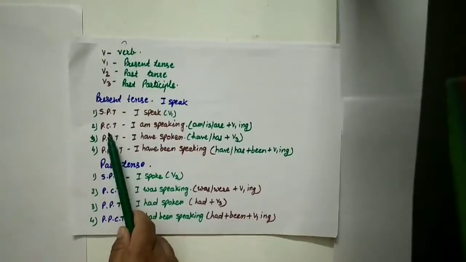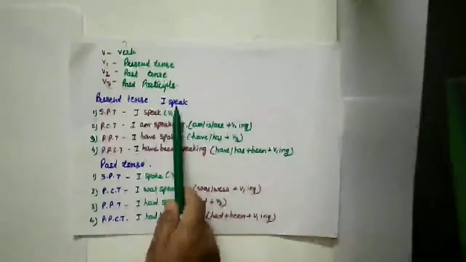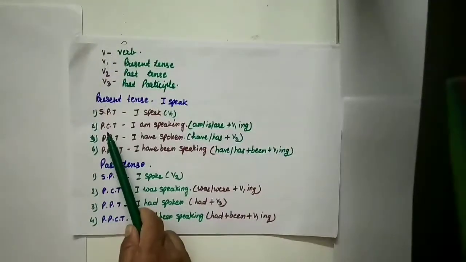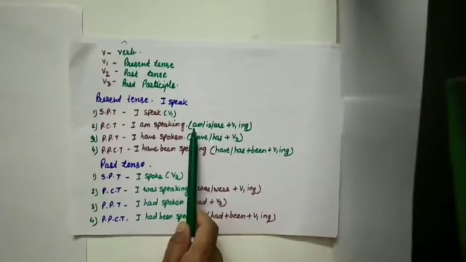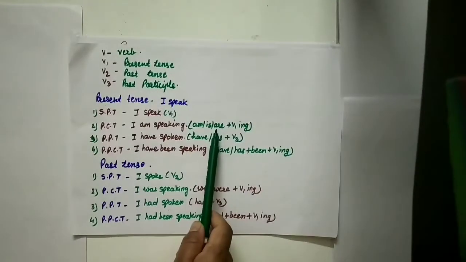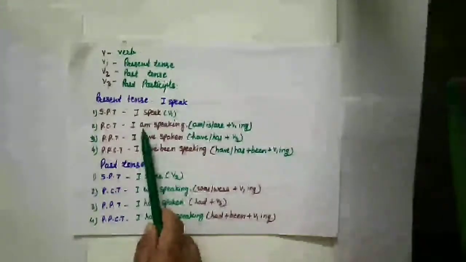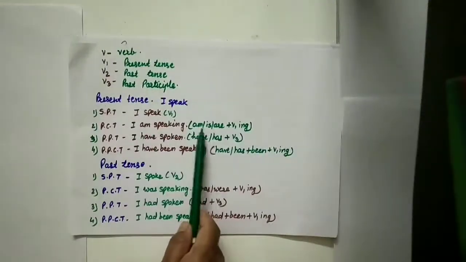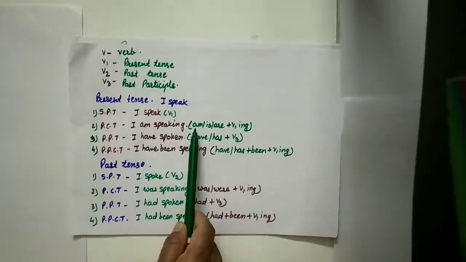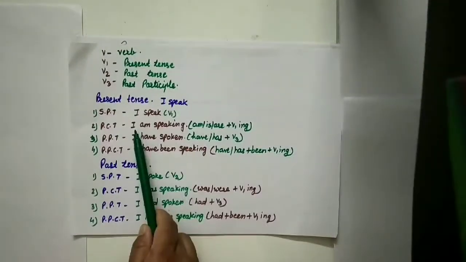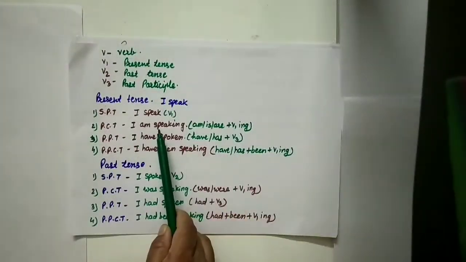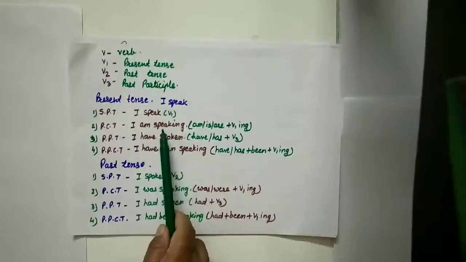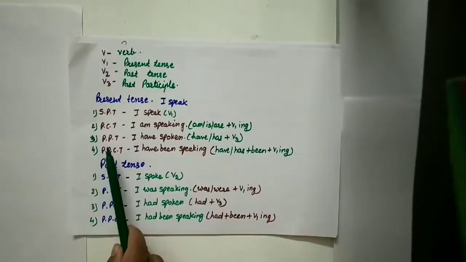Now present continuous tense. "I speak" converted into present continuous tense is "I am speaking", and the format is am, is or are, meaning a helping verb will come: am, is or are. If it is I, we write am. If it is he, she, it, then is. If it is we, you, they, then we write are. Plus V1 ing, meaning the verb in the present tense with ing added.